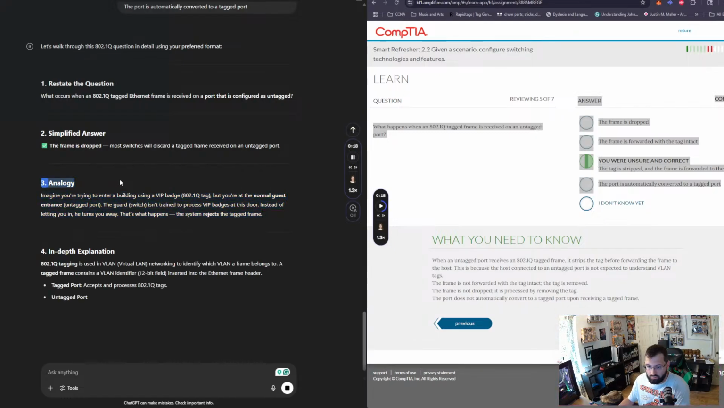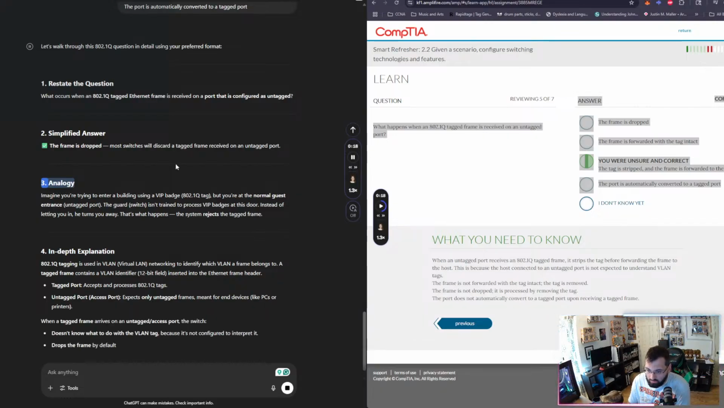3. Analogy. Imagine you're trying to enter a building using a VIP badge, 802.1Q tag, but you're at the normal guest entrance, untagged port. The guard, the switch, isn't trained to process VIP badges at this door. Instead of letting you in, he turns you away. That's what happens. The system rejects the tagged frame.